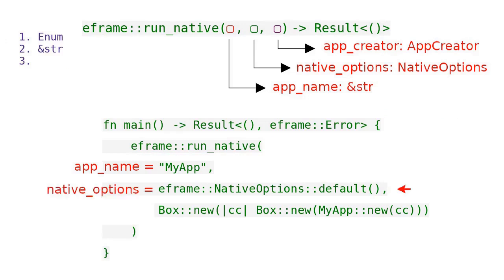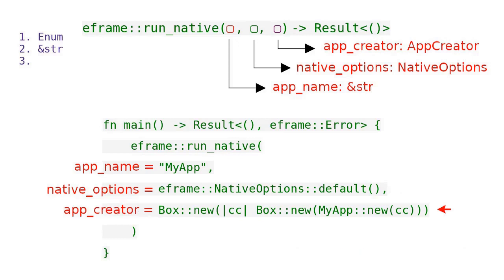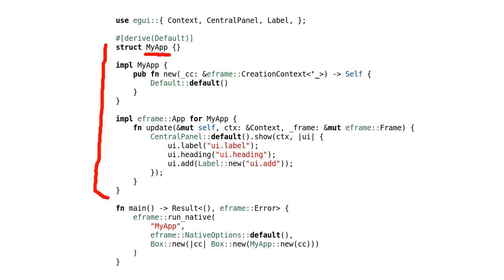Eframe, native options is a struct controlling the behavior of a native window, such as the position and size of the window. For more information, visit the official website. This one is more difficult if you don't know Rust. At this point, we only need to know that my app is created here. This is the full code we have seen, and my app is defined here.